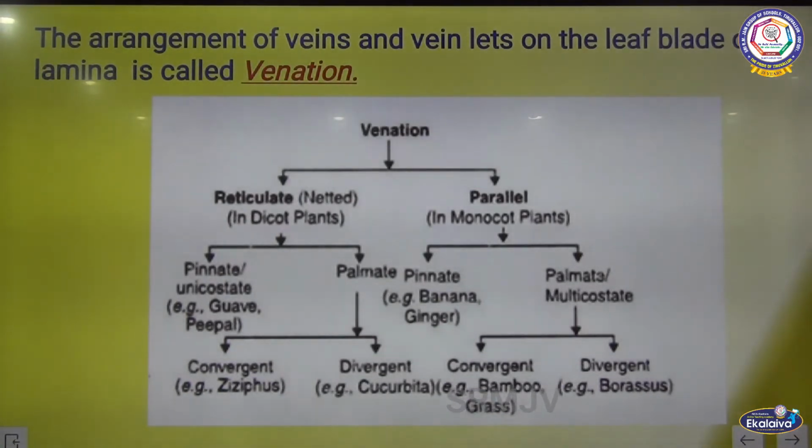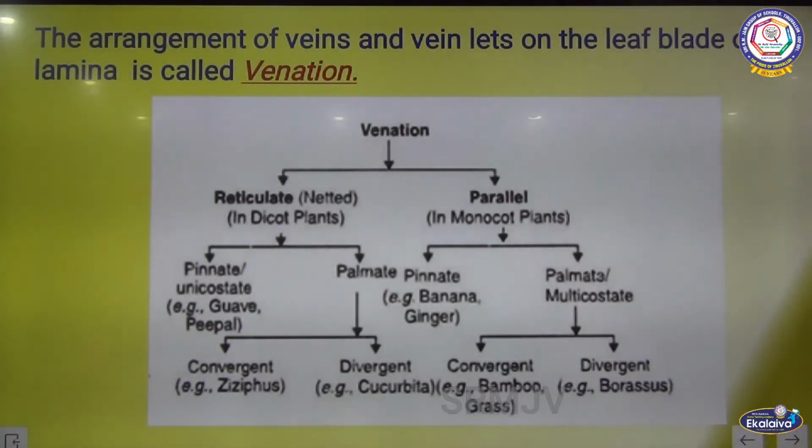Under palmate, we will see two different forms. One is called convergent, the other is divergent. What is convergent? If the veins converge at a point from the base to the tip, you call it convergent. If the veins diverge from the base of the leaf to the tip, you call it divergent.